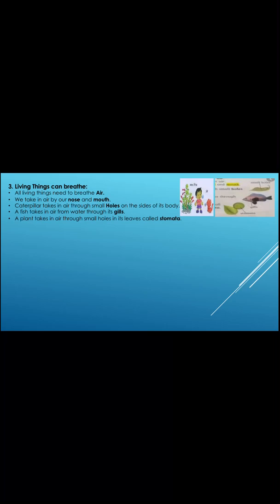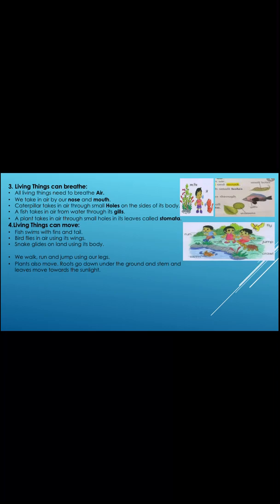Number 3, characteristic of living things: they can breathe. All living things need to breathe air. We take in air by our nose and mouth. We inhale and exhale with our nose and mouth. Caterpillar takes in air through small holes on the side of its body. A fish takes in air from water through its gills. A plant takes in air through small holes in its leaf called stomata. When you look at leaves closely, you can see small pores on them. These pores are called stomata. From stomata, they take in air.